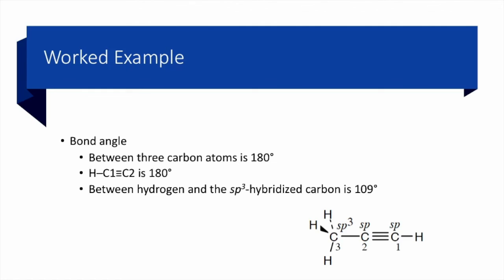Now the bond angle between the 3 carbon atoms is 180 degrees. The bond angle between this carbon and the hydrogen is 180. And then the bond angle here would be 109. The bond angle here would be 109.